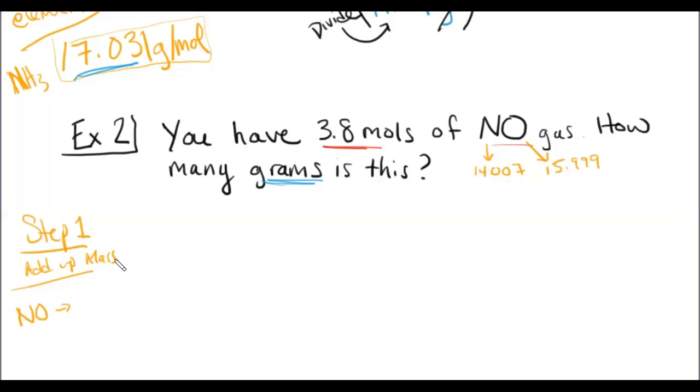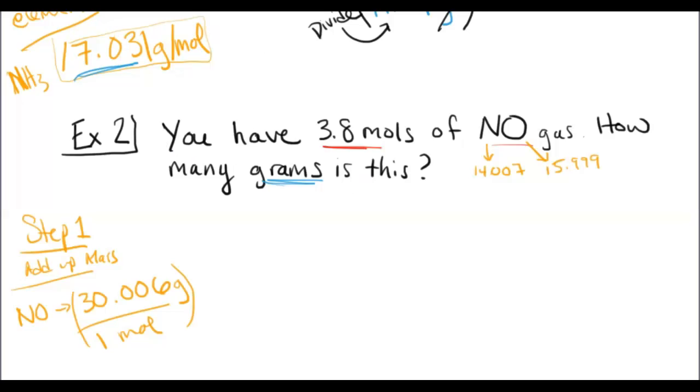14.007 plus 15.999. That is going to give us 30.006. And that is grams per 1 mole. I could have written this one like that or vice versa, it doesn't really matter. So this is our conversion factor.